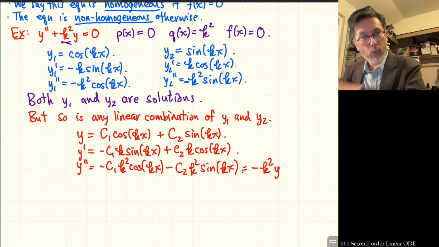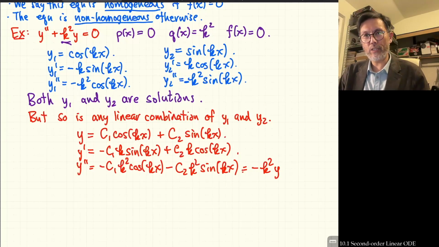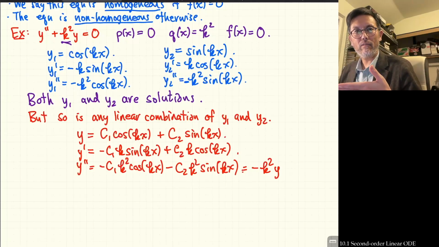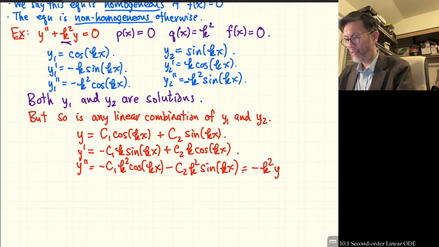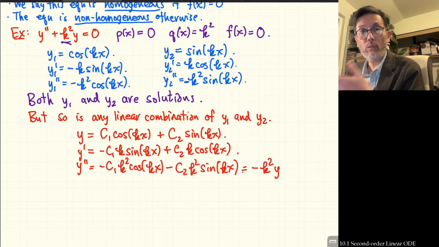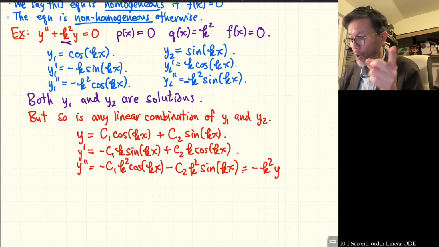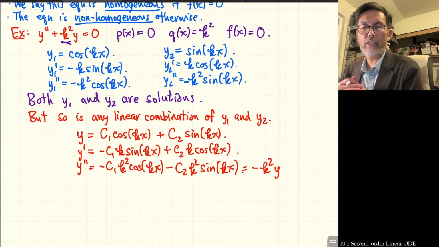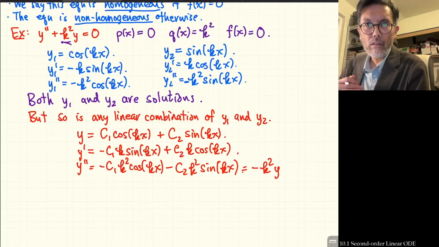Well, okay, so plug this y into the original differential equation here, and you get exactly 0. You see that? If you add k squared y to y double prime, because y double prime is negative k squared y, you get 0 when you add them together, yeah? So indeed, I was right. Both y1 and y2 are solutions, sure, but so is any linear combination of these, okay?